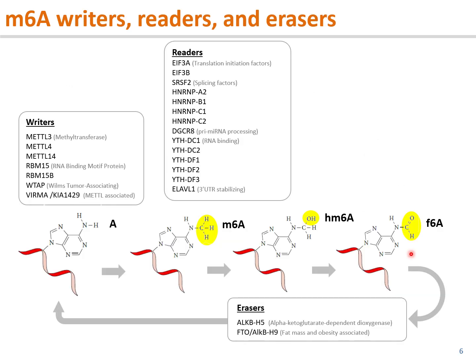m6A is a reversible modification. m6A modification is installed on the RNAs by writers such as METTL3, METTL4, and METTL14. The modification is read by readers such as translation initiation factors, eIFs, splicing factors such as HNRNPs, RNA microprocessors such as DGCR8, and RNA binding proteins such as YTH family members. The m6A modification is erasable by dioxygenases such as ALKBH5 and FTO, first being hydroxylated into hydroxymethyl-A, then oxidized into formyl-A, and finally converted back into adenine A.